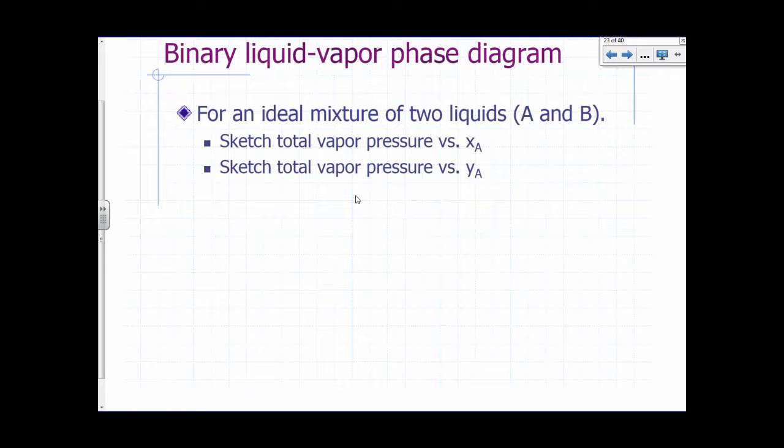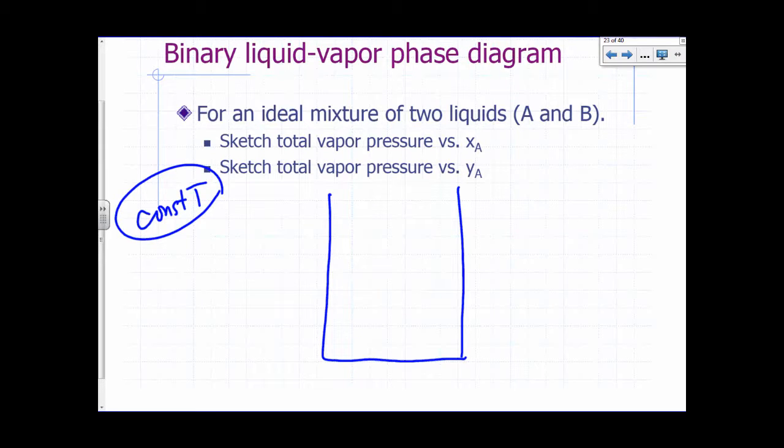All right. Let's say you have an ideal mixture of two liquids, A and B. Let's now construct what's called a binary liquid-vapor phase diagram. A phase diagram, if you recall, is a diagram that summarizes all the stable phases of a system under different conditions. For a binary system, usually we can fix either pressure or temperature in order to draw a two-dimensional diagram. In this case, let's say we have a phase diagram at constant temperature, at 298 K.